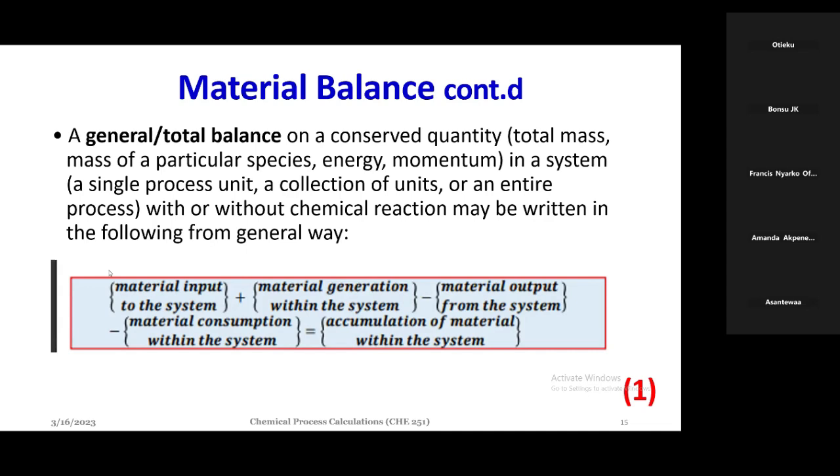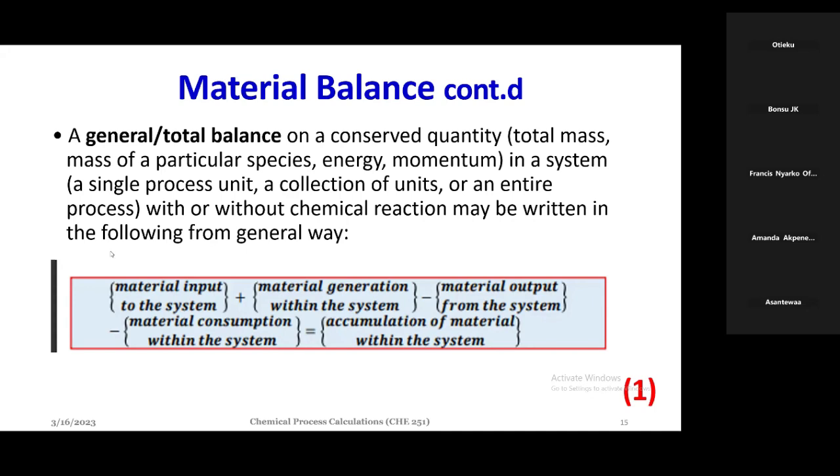Just take it as if your mom sends you money, right? Your mom sends 20 cedis to you, and then you're able to withdraw 8 cedis. So you're left with 12 cedis, which will be on your phone. That 12 cedis left on your phone is what we call the amount accumulated. Your material input is the amount your mom sent to you, and what you withdraw is the amount coming out. This is the general mass balance.